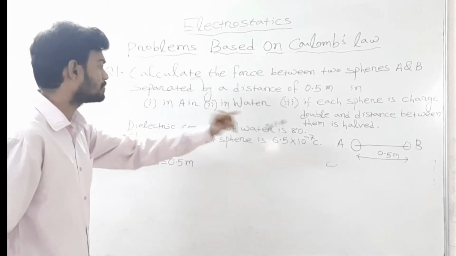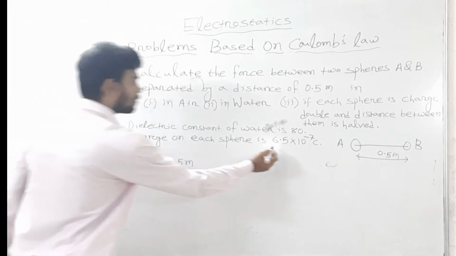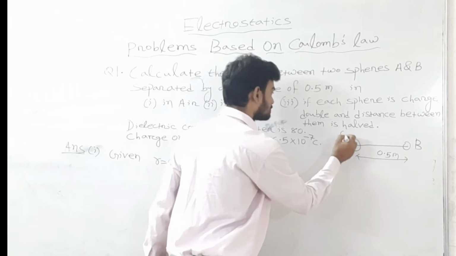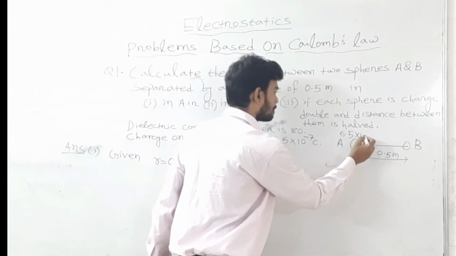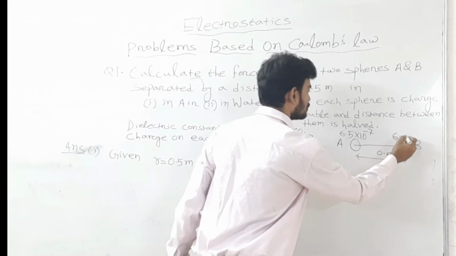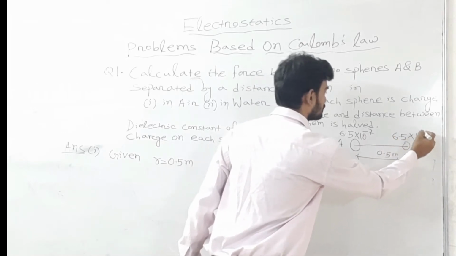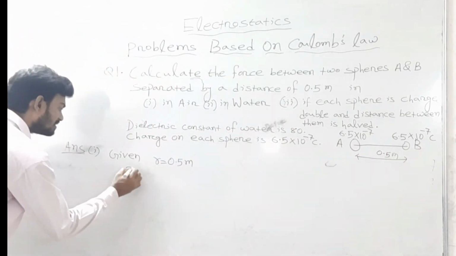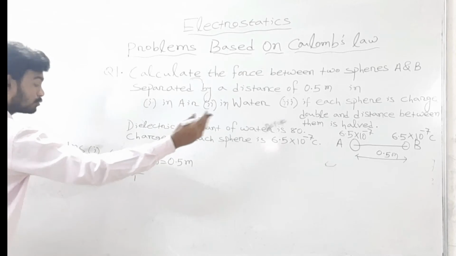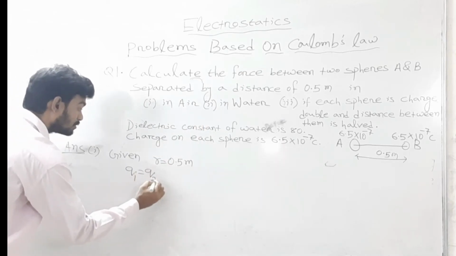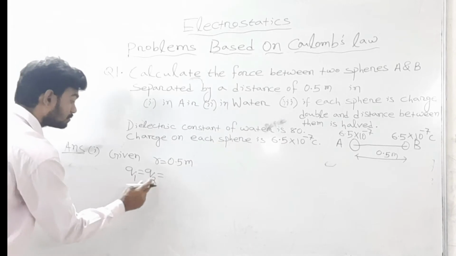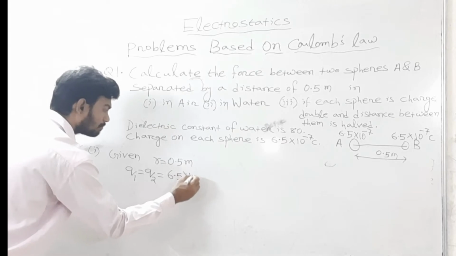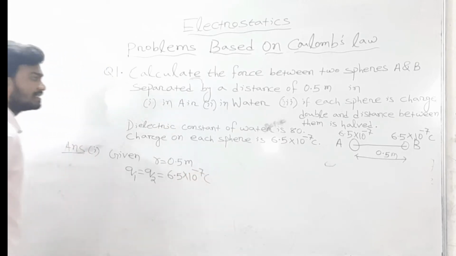And the charge on each sphere is 6.5 into 10 to the power minus 7 coulombs. So the charges on both spheres are 6.5 into 10 to the power minus 7 coulomb. Both charges are equal, so Q1 is equal to Q2, which is equal to 6.5 into 10 to the power minus 7 coulomb.